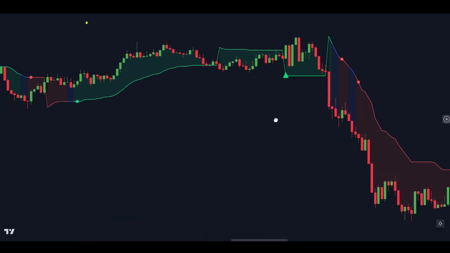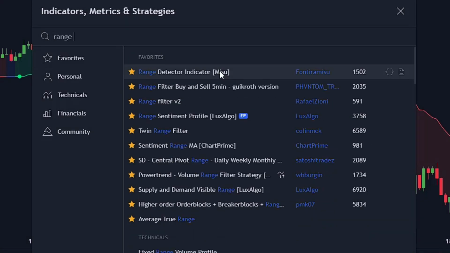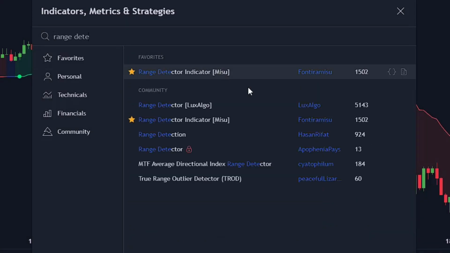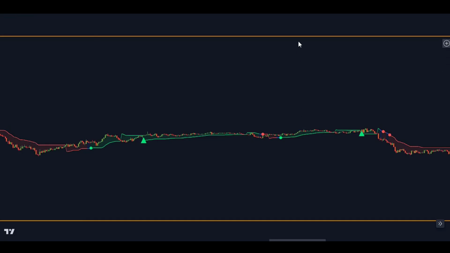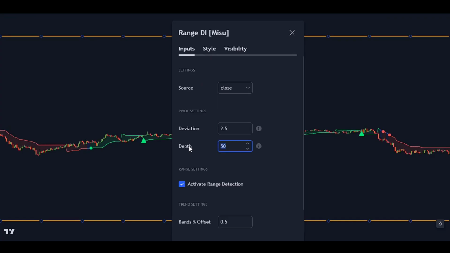But hey, let's not forget about canceling those fake signals during ranging markets. Ever heard of the range detector indicator? Not many people have, but consider yourself lucky. It's like having a built-in truth detector for your trades. Just slap it on your chart, adjust a few settings, and boom, no more fake signals.